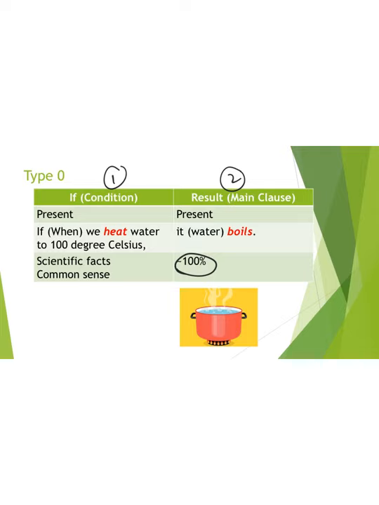For example, if we heat water to 100 degrees Celsius, it boils. For both verbs, we use present tense. Sometimes we use the word when to replace the word if in conditional type 0.